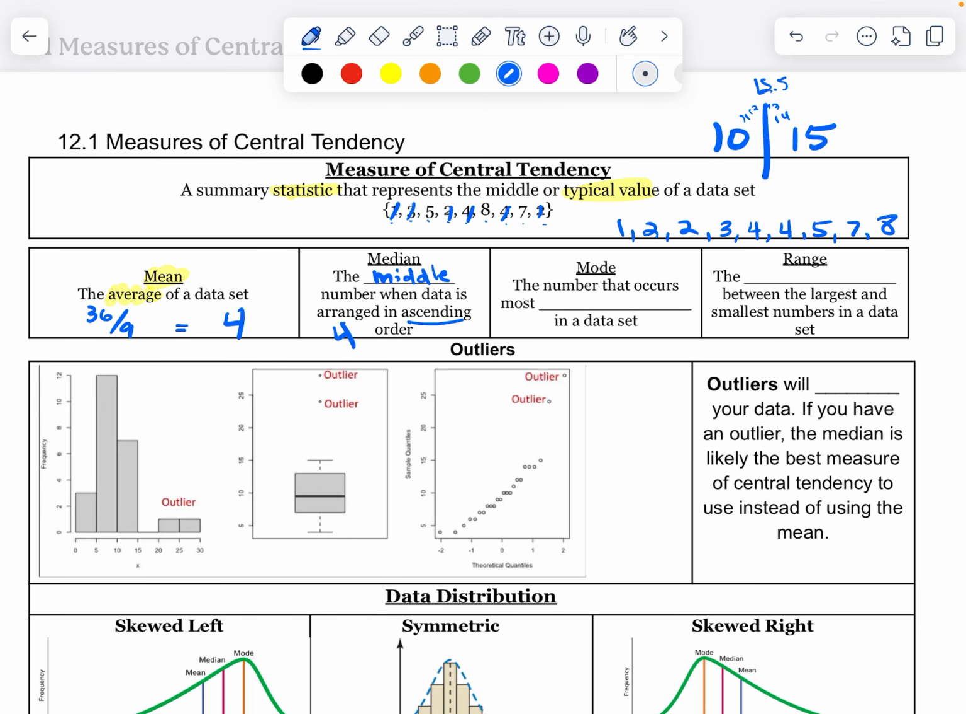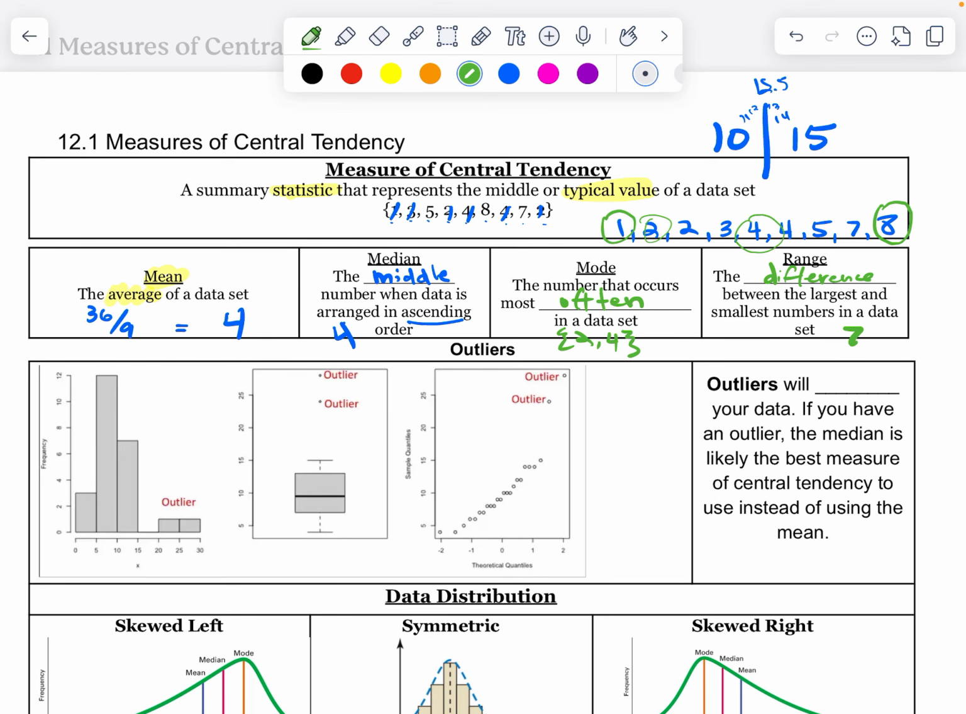The mode is the number that occurs most often in your data set. We actually have 2 modes in this data set, so we're going to put it in a bracket. 2 and 4 are my modes. And then a range. A range is the difference, or subtraction, between the biggest and the smallest. So my range is 7.